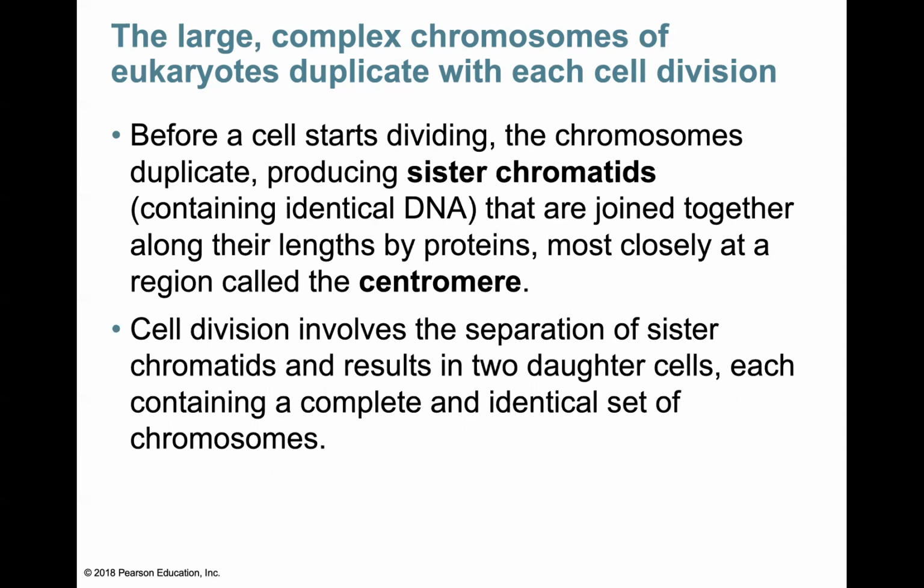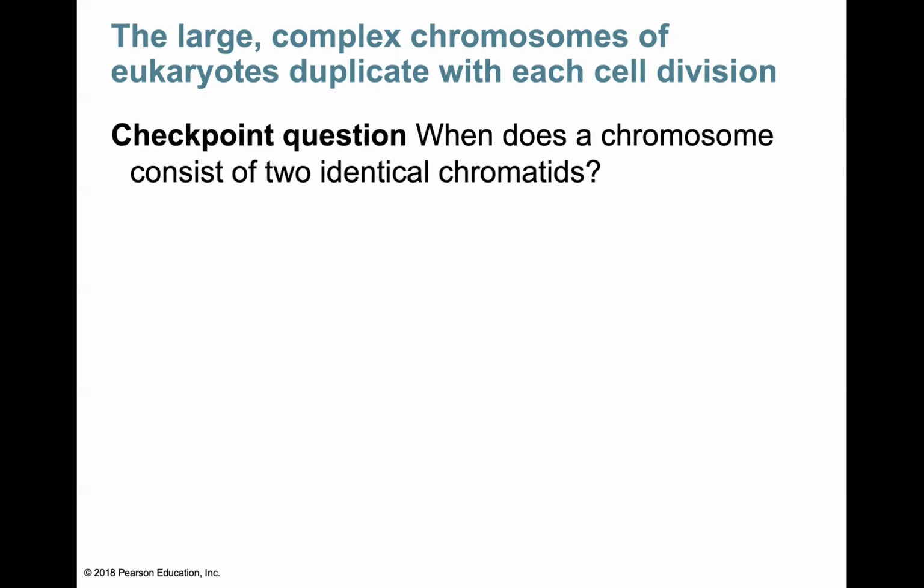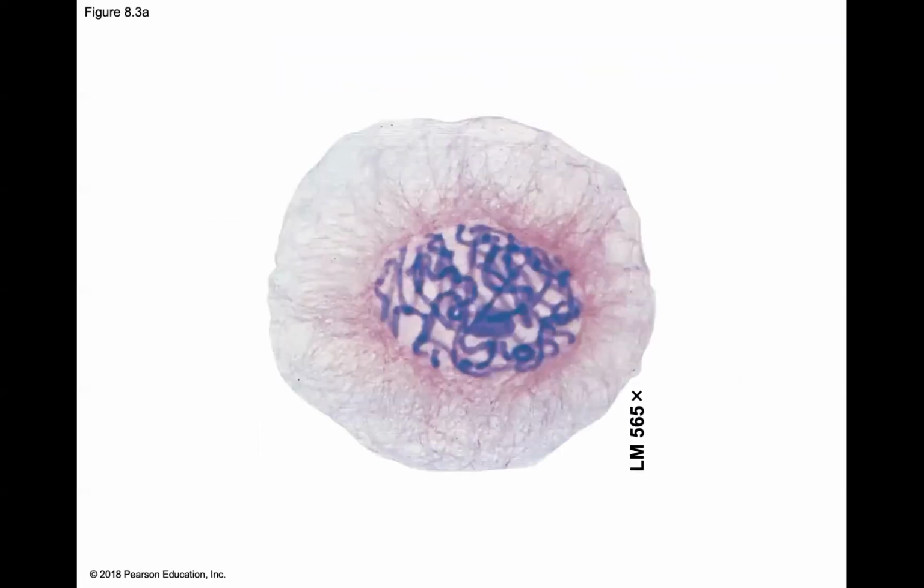All right, so what's happening during cell division is that the separation of these sister chromatids occurs and results in two new daughter cells being created, each containing a complete and identical set of chromosomes. All right, so checkpoint question. When does a chromosome consist of two identical chromatids?